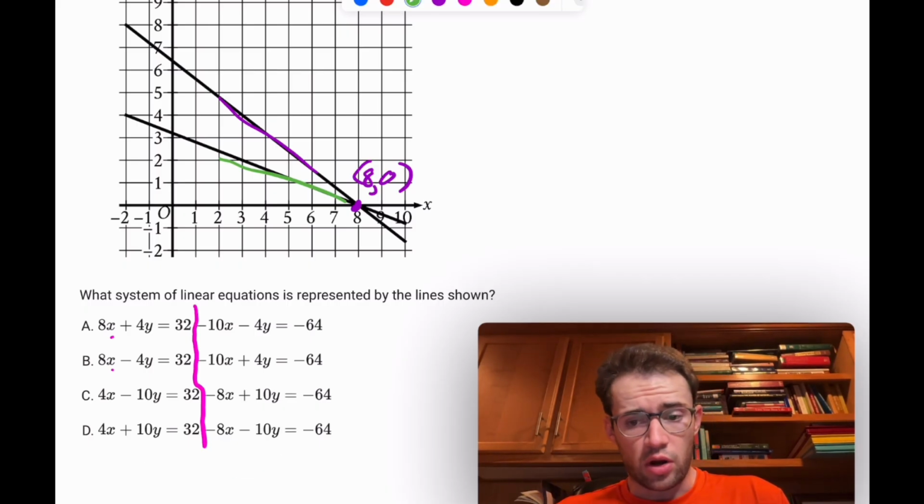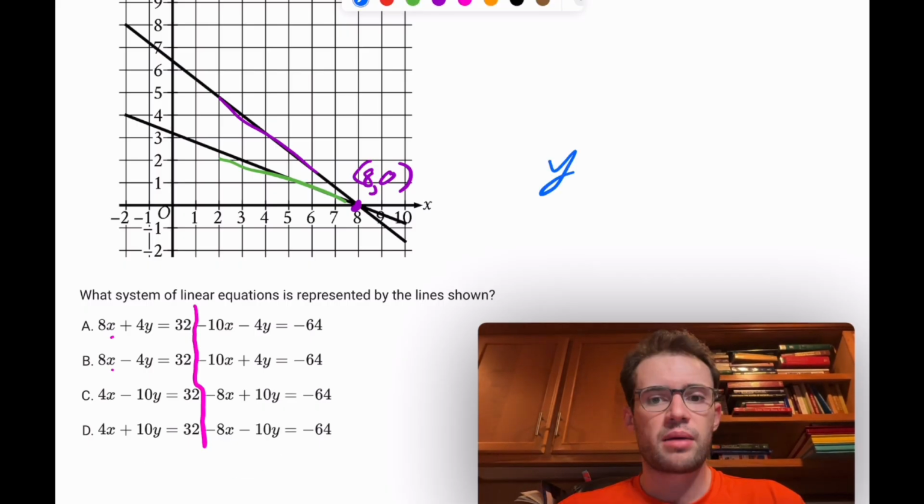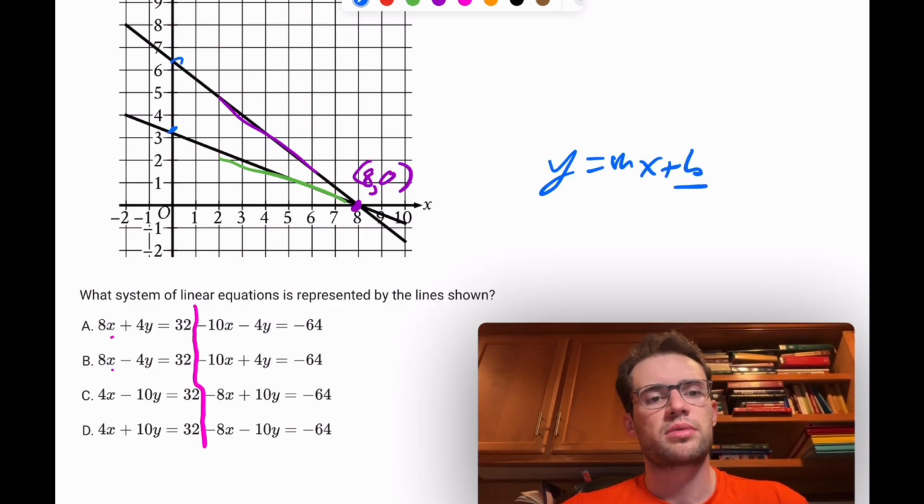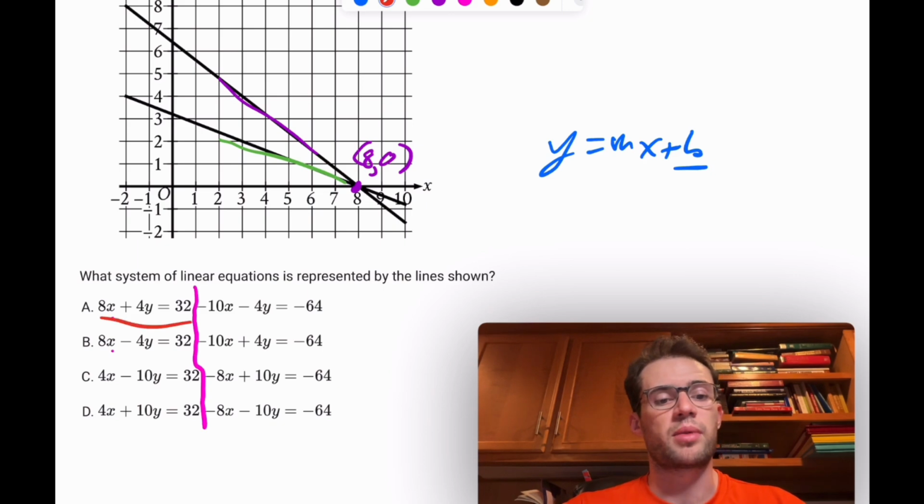Well, none of these equations are in slope-intercept form. None of them are in y equals mx plus b. That would be helpful if we knew what the y-intercepts were, because then we could use the b value for the y-intercept, or use the slope to figure it out like that. Now you could convert it into that if that's what you're more comfortable with. I'm going to show how you can just use it from the standard form that they give you.